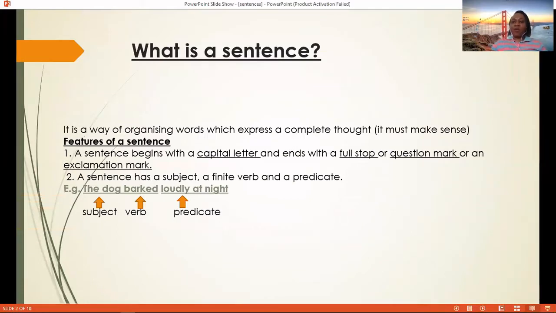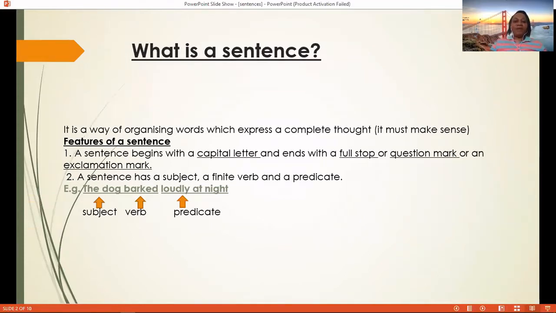We want to first of all interact with the question: what is a sentence? We have written many sentences before, and most probably we have not really asked ourselves what a sentence is. Right? We are going to look at our screen there.